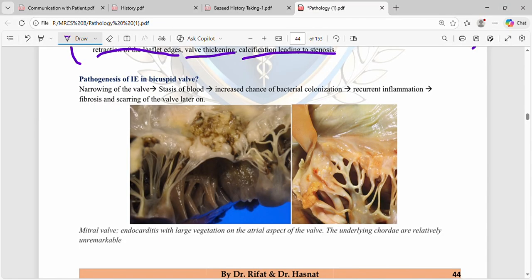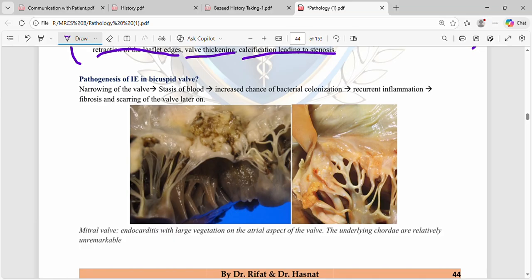Pathogenesis of infective endocarditis in bicuspid valve. Remember, aortic and pulmonic valves are tricuspid, meaning they have three cusps. The tricuspid valve also has three cusps. The mitral valve is the only valve which has two cusps. In two cusps the opening will be small, while in three cusps it will be large.